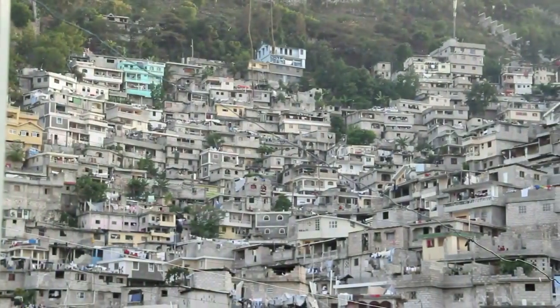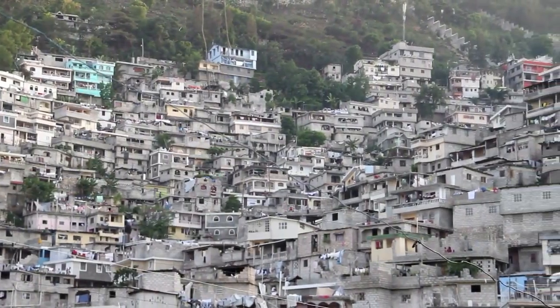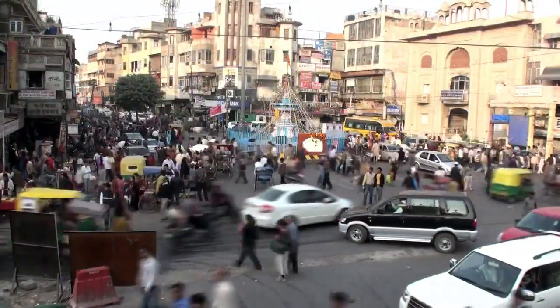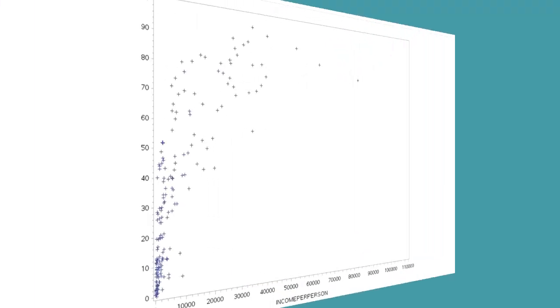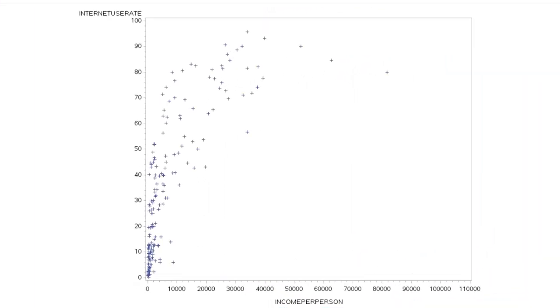Returning to the Gapminder dataset, let's see how we can use SAS to examine the relationship between percent of the population living in urban settings and the rate of internet use. Again, if considering a linear pattern, the relationship seems to be positive. That is, higher income is associated with higher internet use rate.